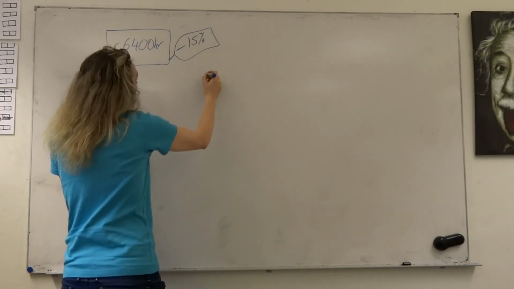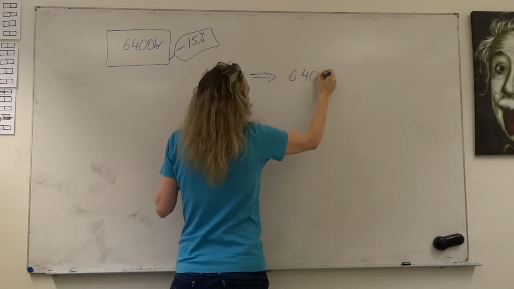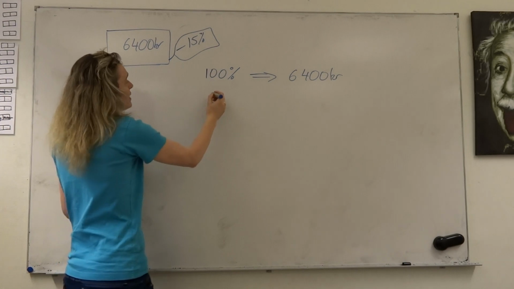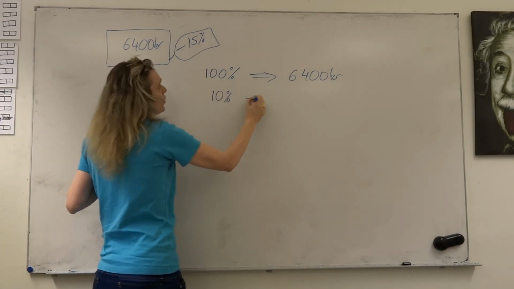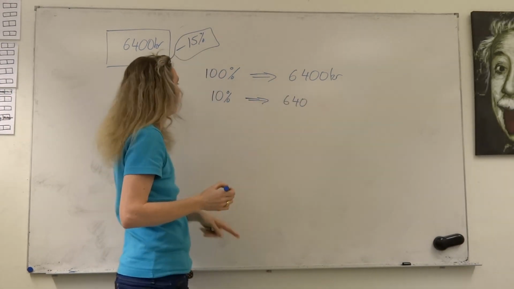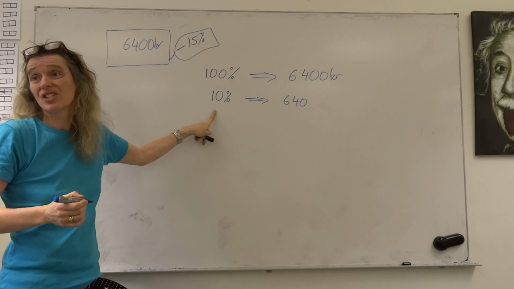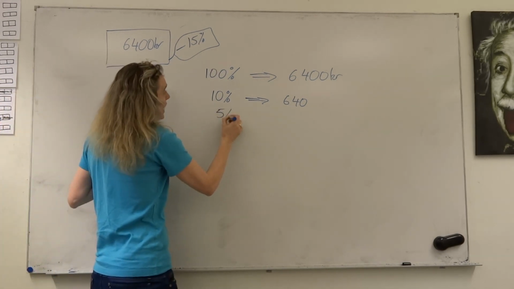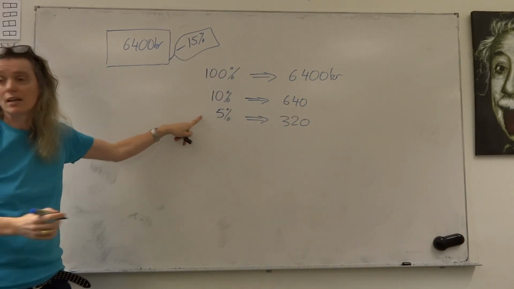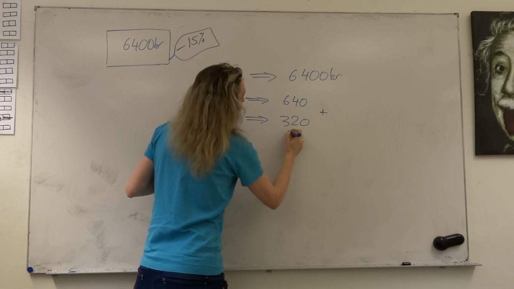Well, we know that 100% equals 6,400 kronas. Let's think of the easy ways of getting 10% and 15%. 10% is quite easy to get, isn't it? 10% would be equivalent to 640 kronas. We just move the decimal place back one place. So we know that 10% is 640. 5% is really easy to get from 10% because that's just divided by 2. So that 5% is 320. But 10 plus 5 is 15. So if we add these two together, it gives us that 15% equals 960 kronas.